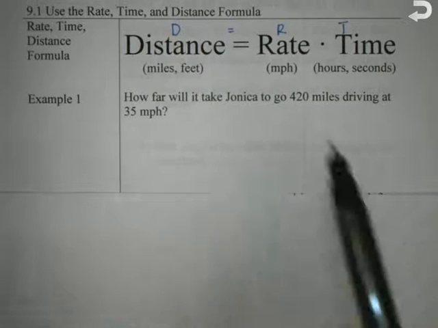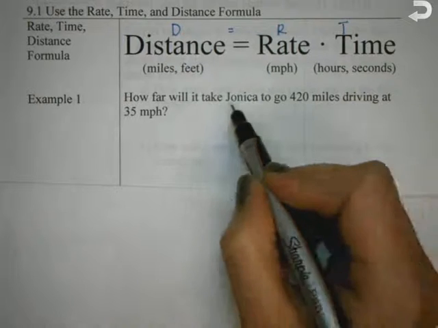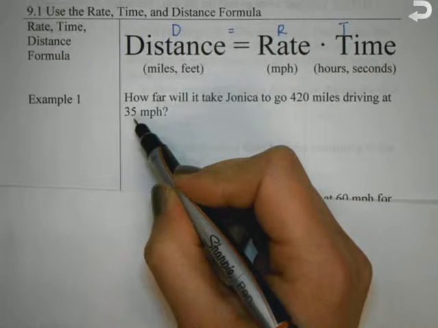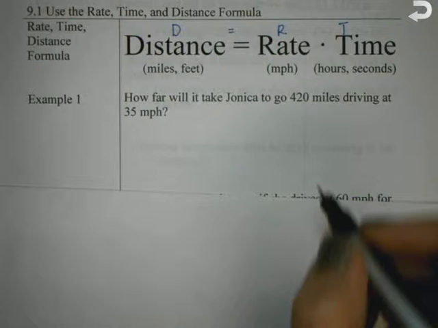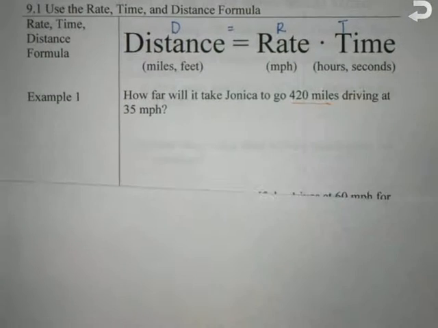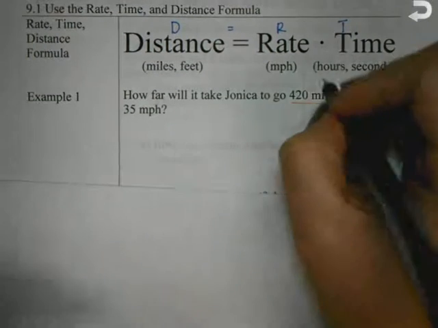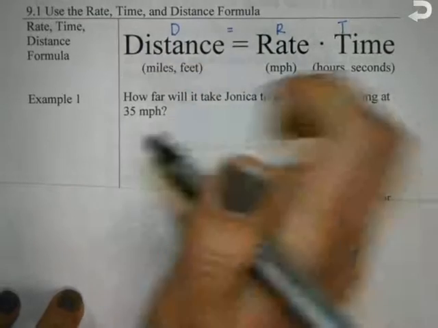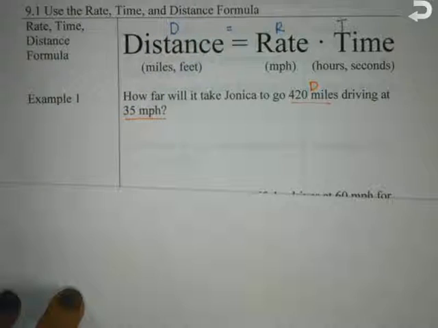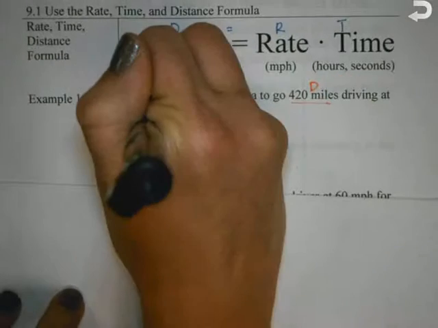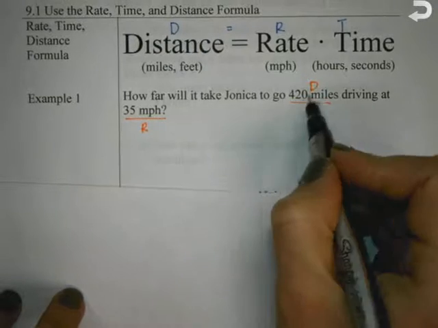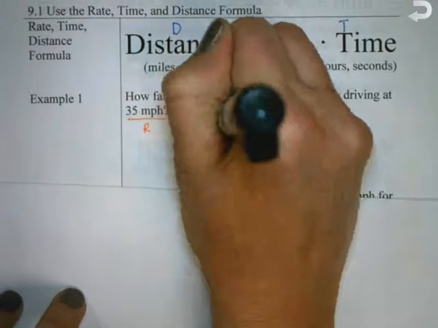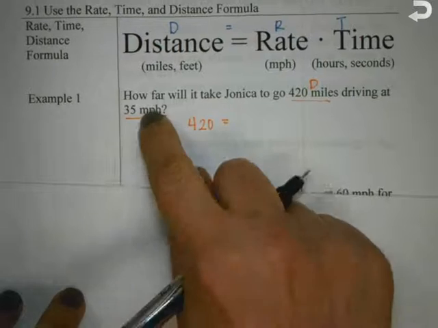How long will it take Yannicka to go 420 miles driving at 35 miles per hour? 420 miles. Is that a distance, rate, or time? That is a distance. Driving at 35 miles per hour, distance, rate, or time? That's the rate. So what we're going to do is plug it in. 420 for distance. So we get 420 equals 35 miles per hour. That's our rate.